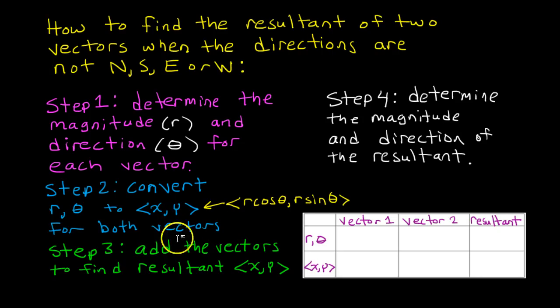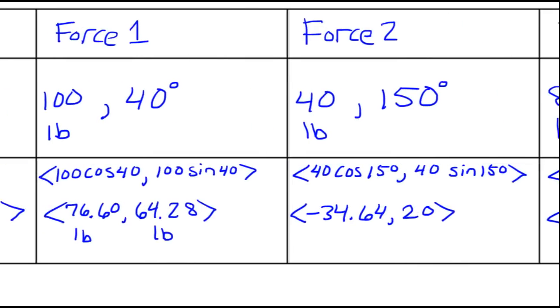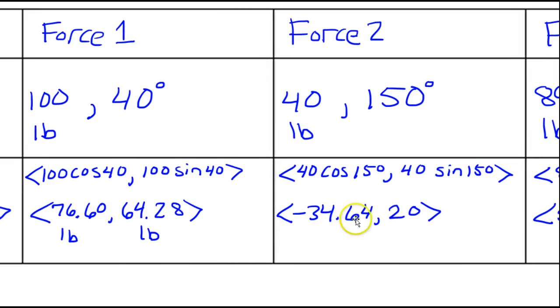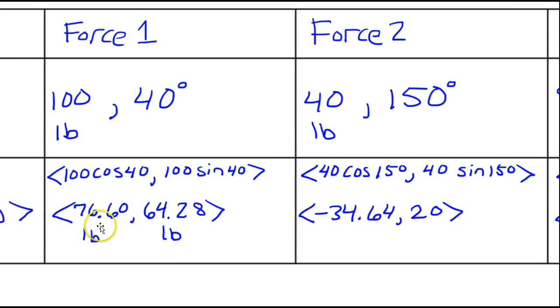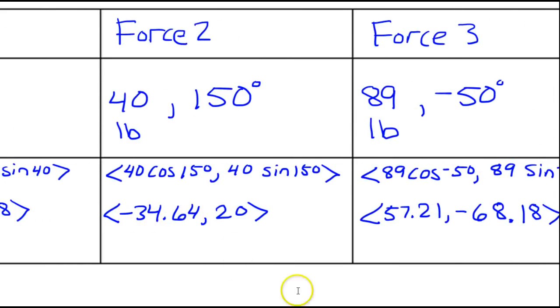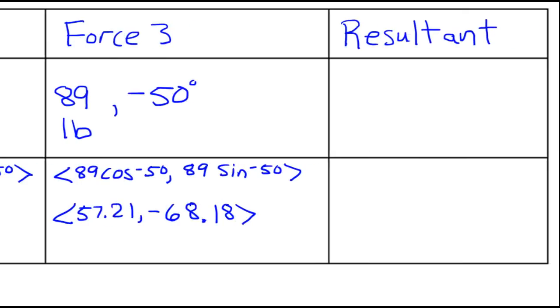Time for step 3. Let's add the vectors to find the resultant in component form. So I just need to add all 3 of these vectors. And when I add, I'm just going to add the corresponding components. So I'm going to add 76.60, negative 34.64, and 57.21. And that should give me the horizontal component of my resultant vector.